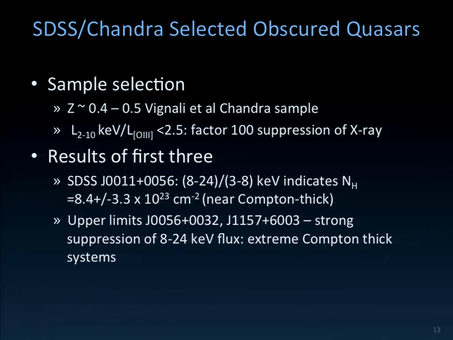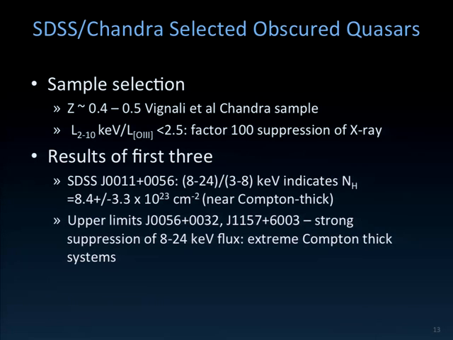So let me start by telling you a little bit about what we're finding with the Sloan selected obscured quasars. The sample was selected to be at redshift of about 0.5, and with evidence for significant obscuration based on the 2 to 10 keV to [O III] ratio, indicating a factor of 100 or more suppression of the X-ray band, presumably due to obscuration, although the BAL results have me a little bit wondering about that now.